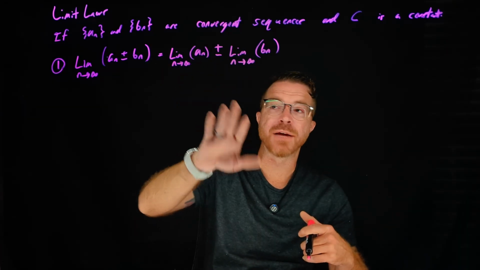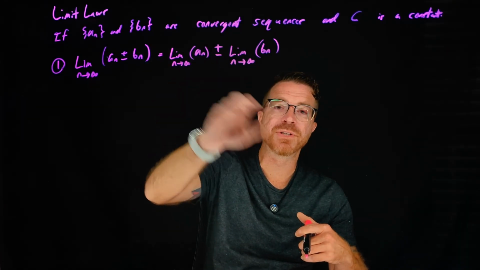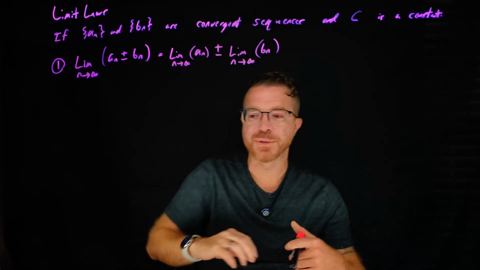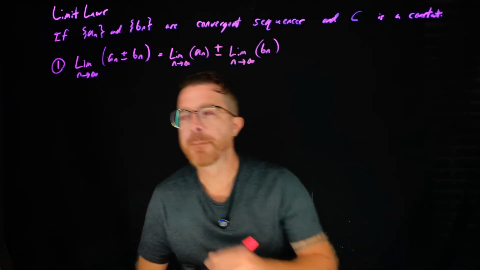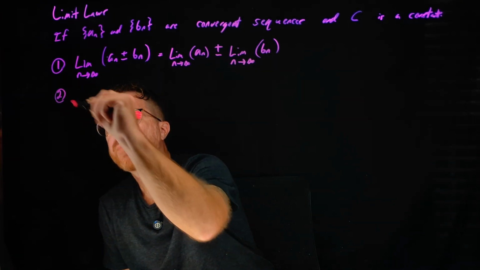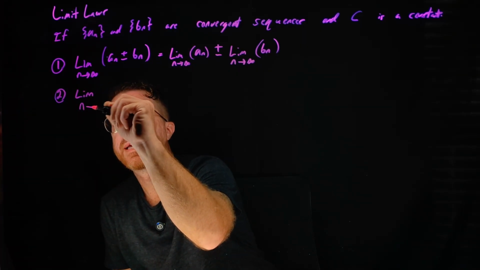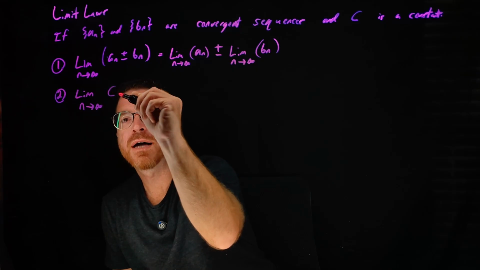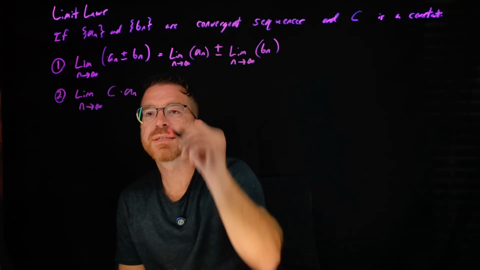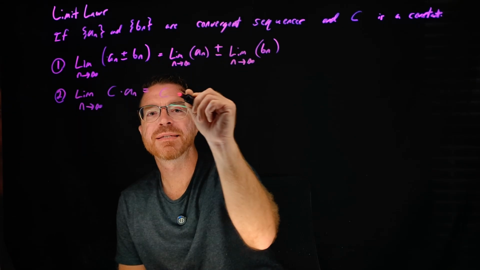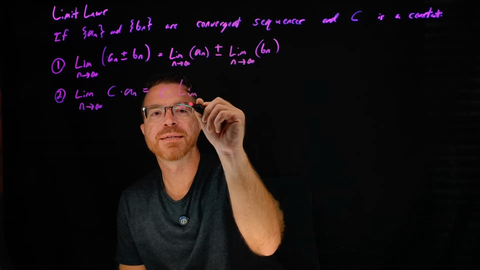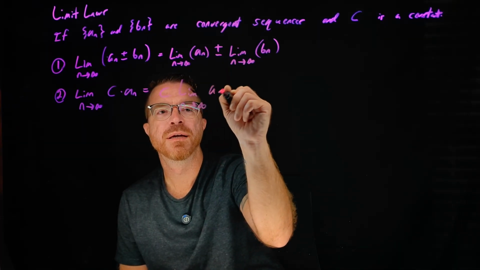But I'm actually going to break it down into the limit of the first, the limit of the second, and then you add or subtract them, just to keep our steps consistent. The second law is that if we have the limit as n approaches infinity of a constant times one of our sequences, this is going to be the same thing as c times the limit as n approaches infinity of our sequence.